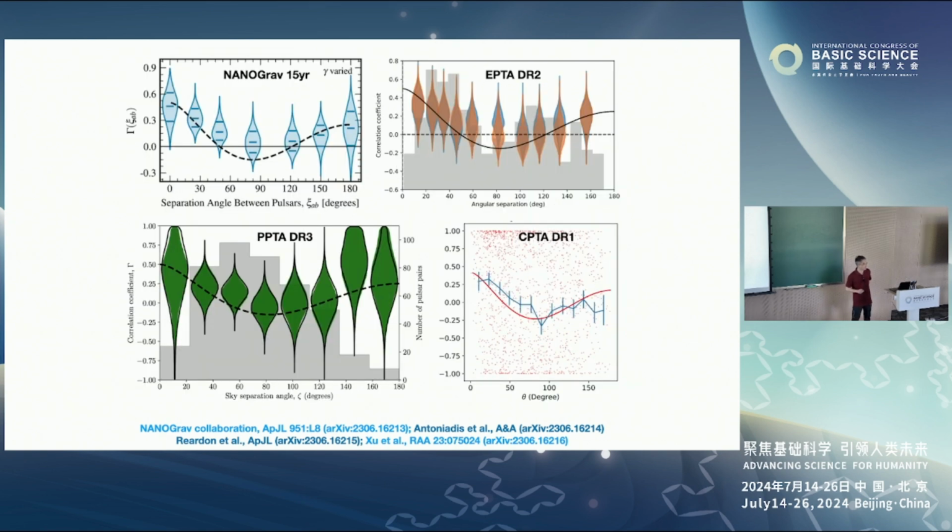Another key point is whether they really measured the Hellings-Downs curve or not. So here we show their results. This is NANOGrav, EPTA, PPTA, and the CPTA. Overall, we see that the error bar is quite big, right? It's quite big. So maybe we still cannot definitively say that they already measured such a Hellings-Downs curve, including the Chinese PTA.